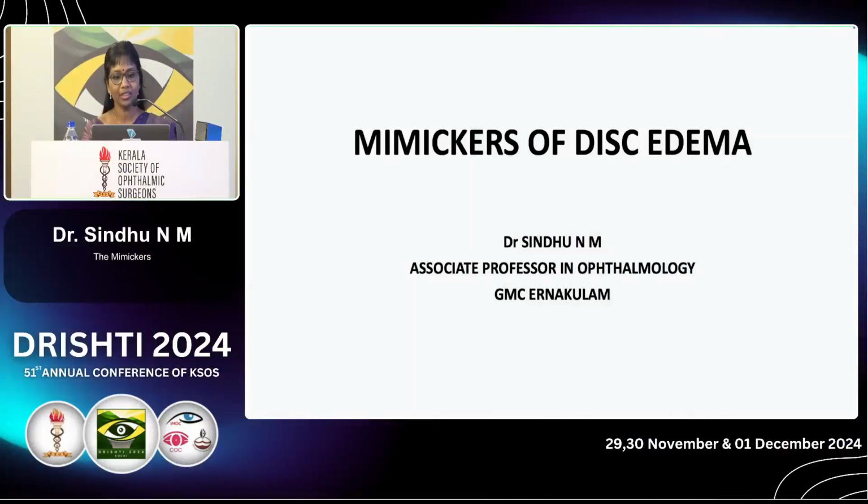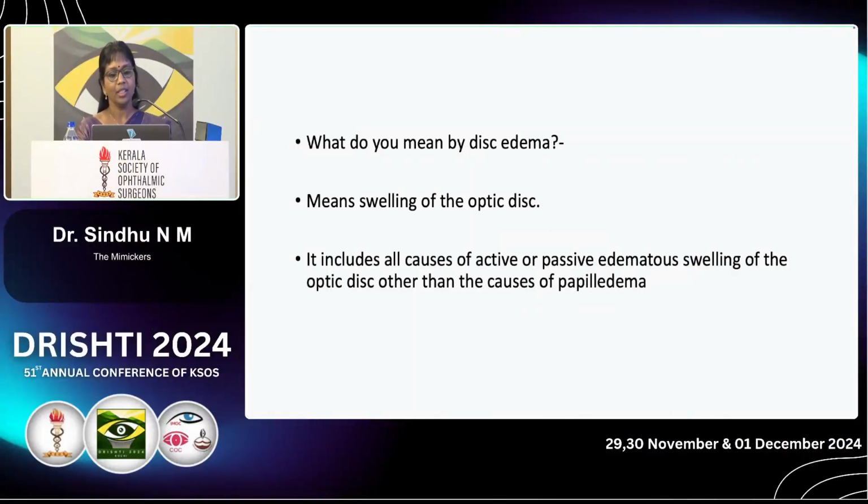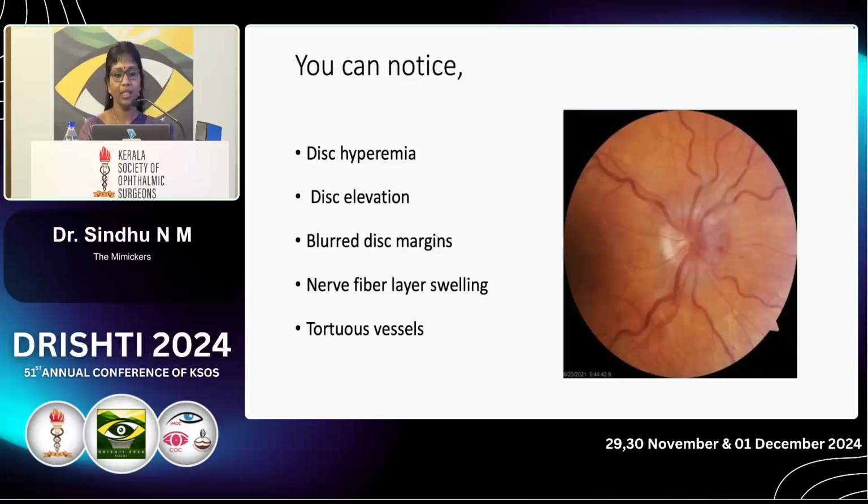Good morning to all. What are the mimickers of disc edema? Disc edema is the swelling of the optic disc. It includes all the causes of active or passive edematous swelling of the optic disc other than the causes of papilledema. We can notice in a case of disc edema there is hyperemia of the disc with elevated margins, disc elevation, blurred margins, nerve fiber layer swelling, and tortuosity of the vessels.